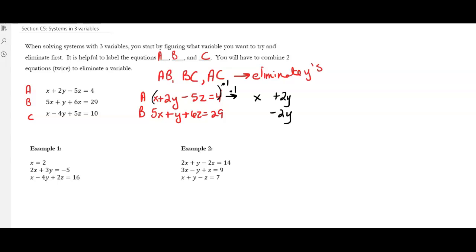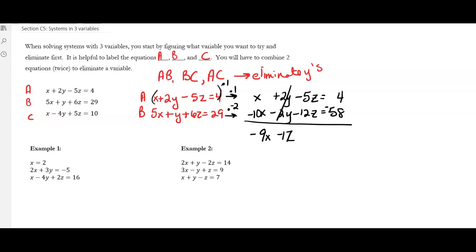So I'm going to get x plus 2y minus 5z is equal to 4. The bottom one, I'm going to have to multiply everything by negative 2. So I'll get negative 10x, and then negative 12z, and then negative 58. Okay? So I multiplied everything by negative 2, so now the y's are gone. So I have negative 9x minus 17z is equal to negative 54. Okay, so that was combining A and B.